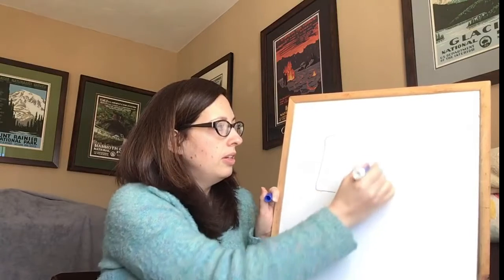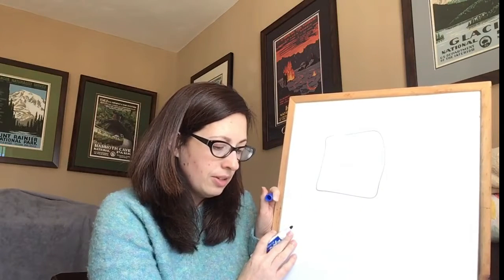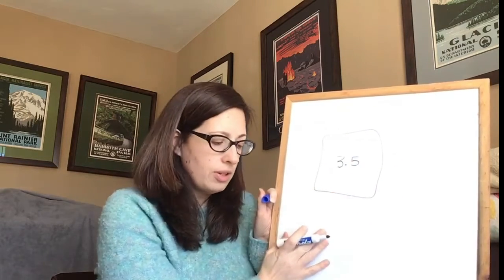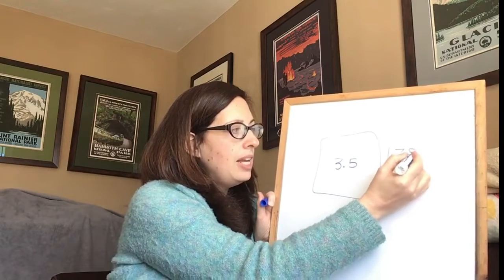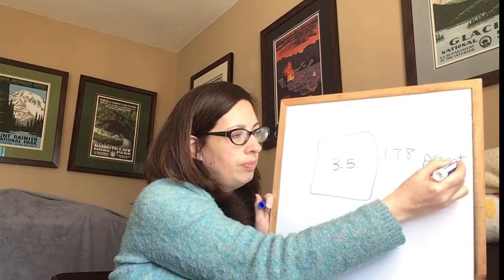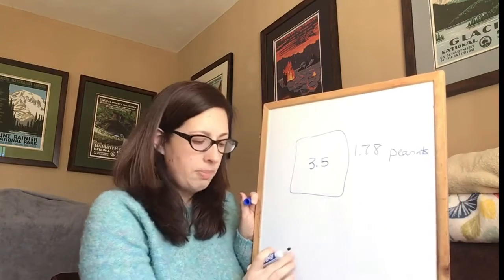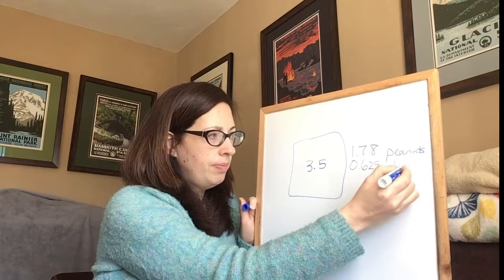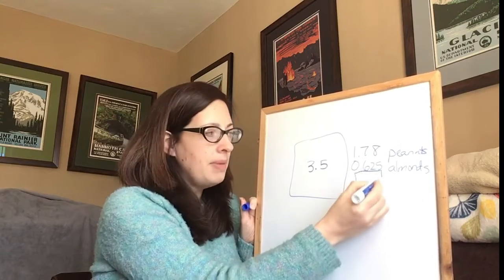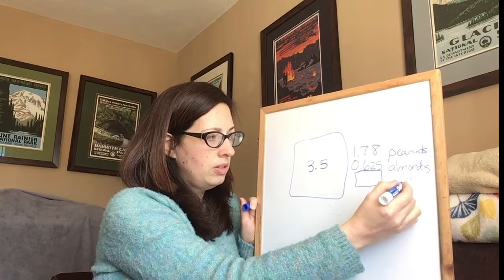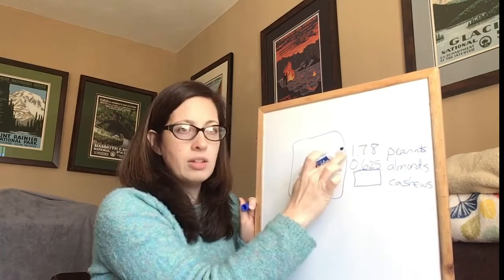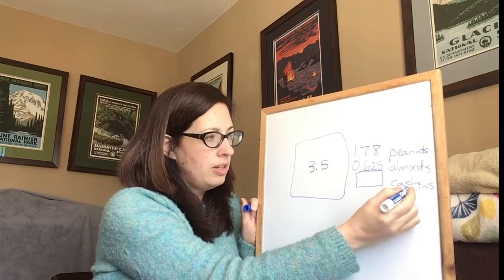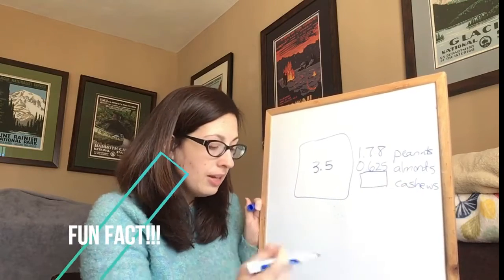So he's making trail mix with different kinds of nuts, okay? He has 3.5 kilograms of nuts. So all his nuts together is 3.5. 1.78 are peanuts. 0.625 are almonds. And then this missing amount is cashews. Okay, so we've got some peanuts, some almonds, and an unknown amount of cashews. Okay, those are my favorite nut. All right, so an unknown amount of cashews.